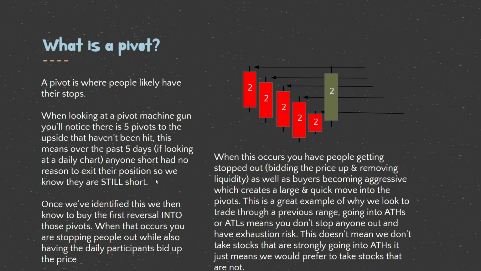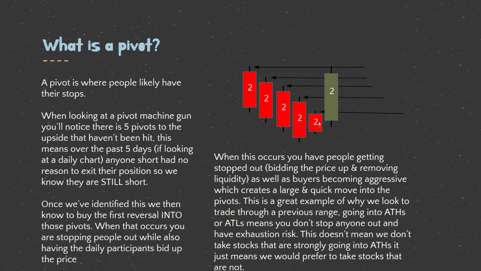So we know they are still short. So any participants short in here, here, here, here, or here, they're going to be having their stops at obvious pivots. So once we've identified this, we know to buy the first reversal into those pivots. When that occurs, you're going to be stopping people out while also having daily participants bid up the price, because if this is green, we know daily participants are buying.